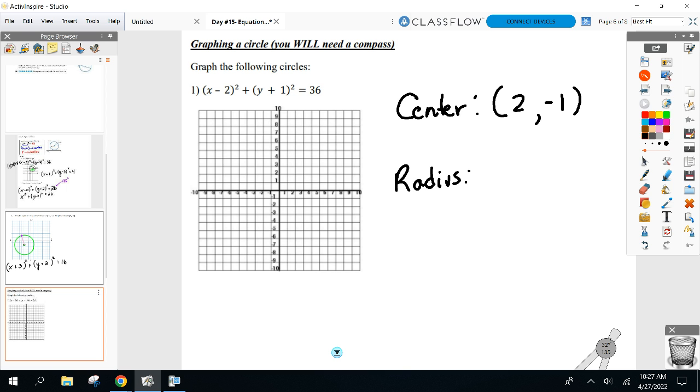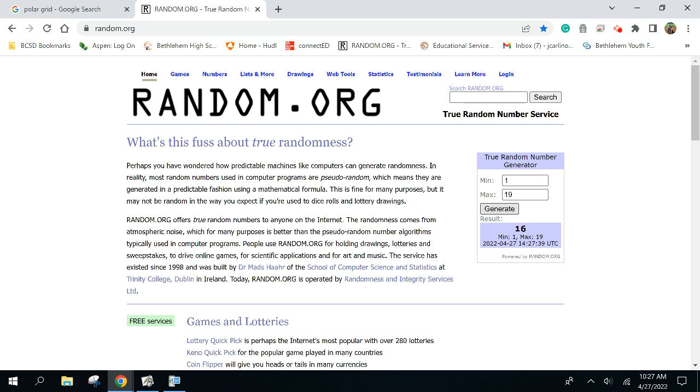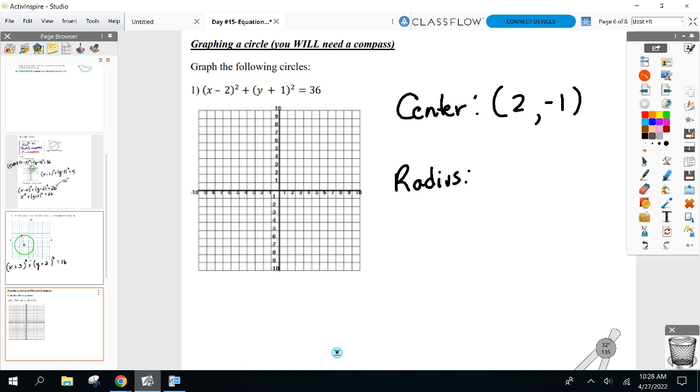And radius, I see a 36 there. That's not the radius, is it? What's the actual radius length? 9? 6. Again, r squared is 36, so r, the radius, is 6. Good work. And now you can graph it.